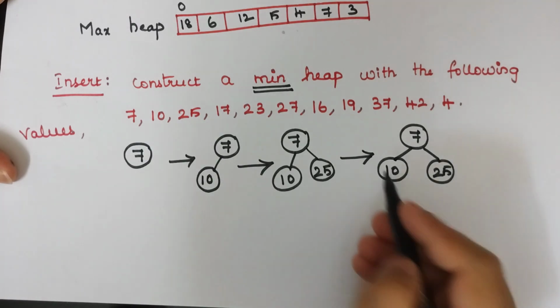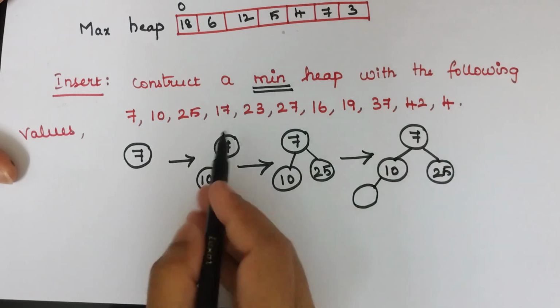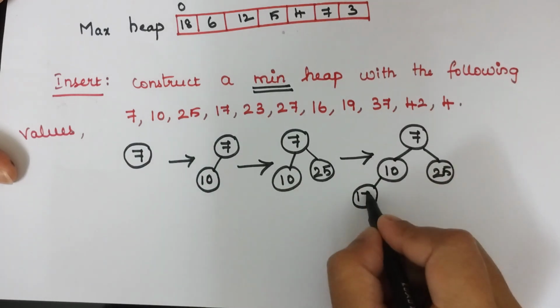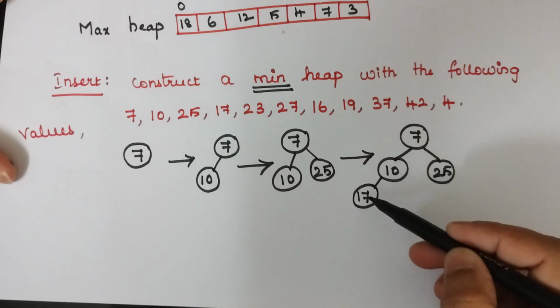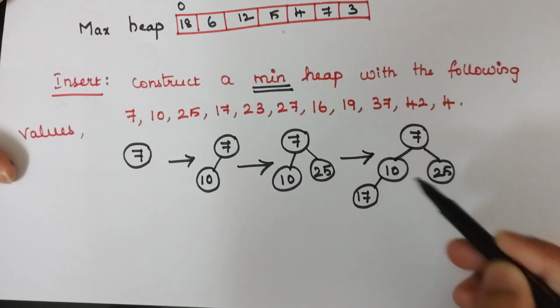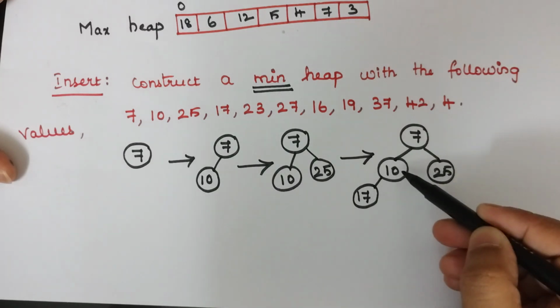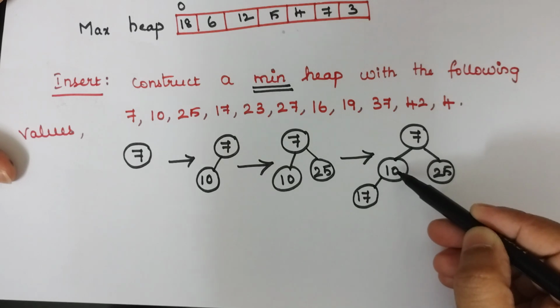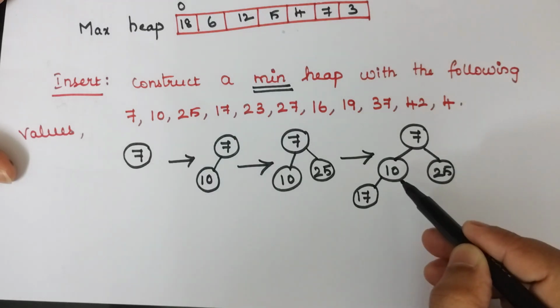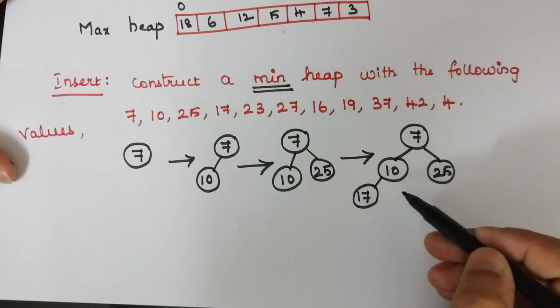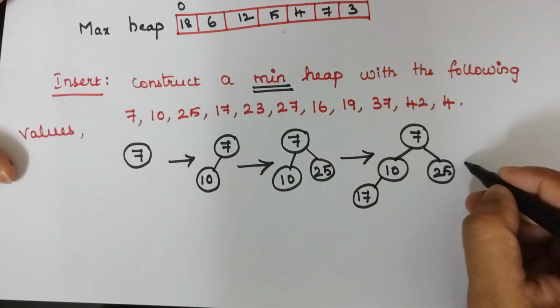So taking 10, its left child will be 17, the next value. So place 17 here. Now after placing 17, you need to compare this 17 and 10 first. Here the parent value, that is the root value, is 10. So this root value is lesser than this child value, right? So the property is satisfied again.